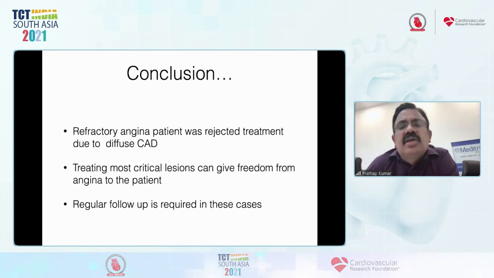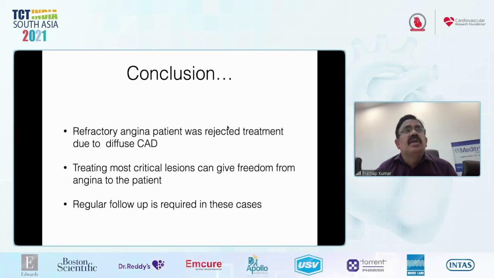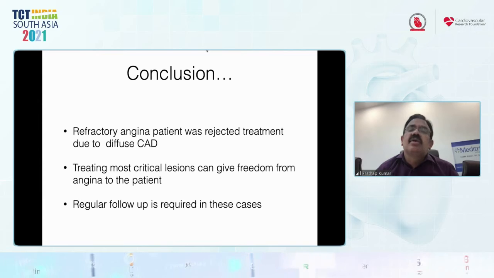So the refractory angina patient was rejected for treatment due to diffuse CAD. Treating the most critical disease can give freedom from angina. A regular follow-up is required. This is my case where I used Abluminus, 3 long Abluminus stents and 1 LMCA to circumflex long stent. The patient is doing extremely well, and thanks to Abluminus. Any comments or questions? Should we move forward?